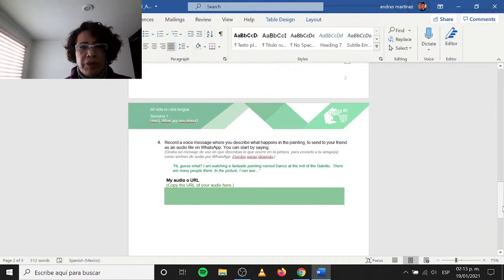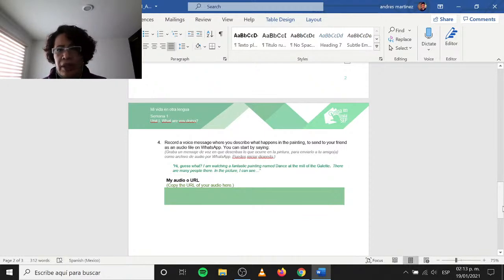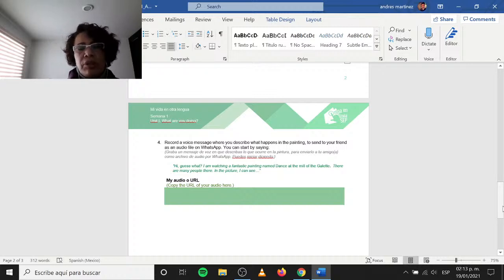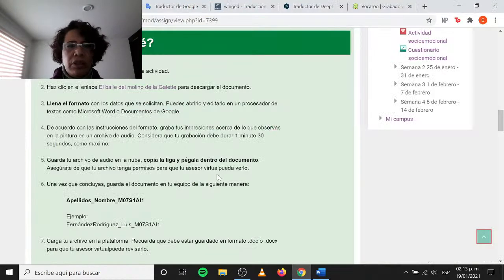And then it says record a voice message where you describe what happens in the painting to send to your friend as an audio file on WhatsApp. You can start by saying, hi, guess what? I'm watching a fantastic painting named Dance at the Mill of the Galette. There are many people there. In the picture I can see, and there you paste your audio link, all right? Remember to send it to me and put it in public, because if you set private, it's difficult for me. I cannot open it, all right? So that would be the first one. Now let's move on to the following.